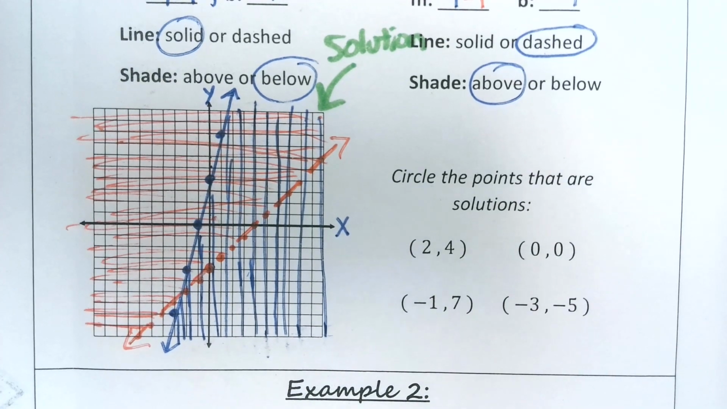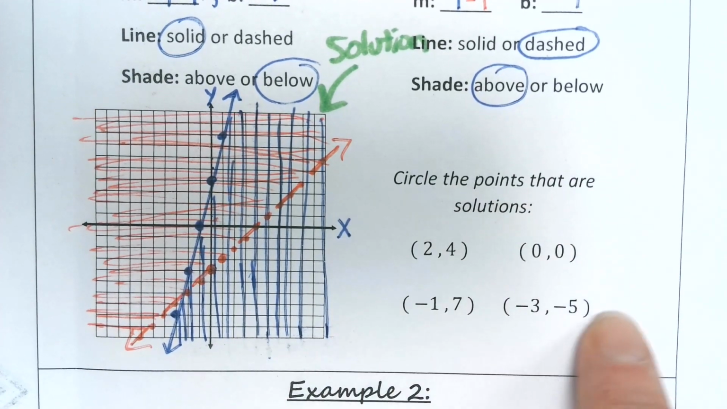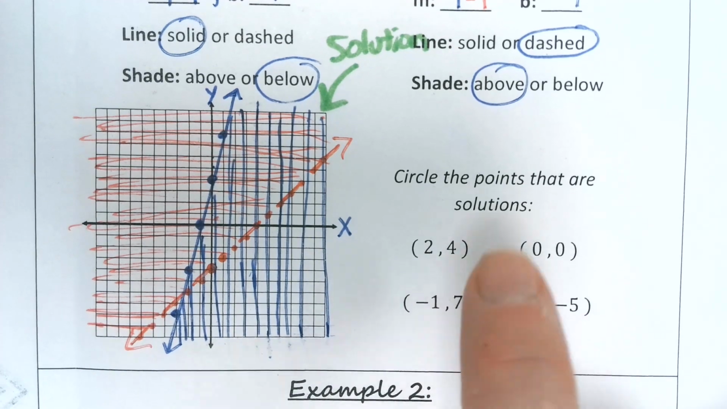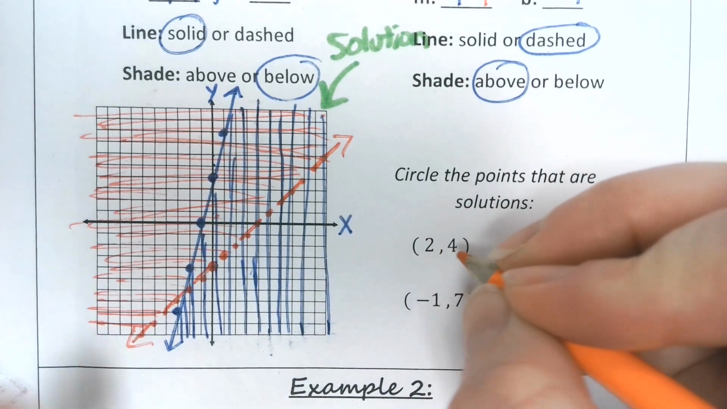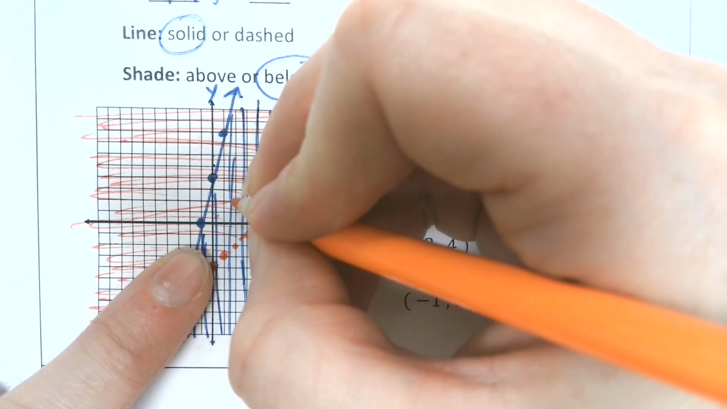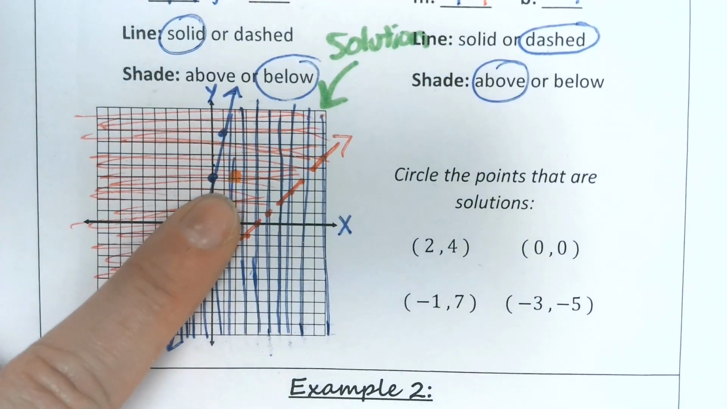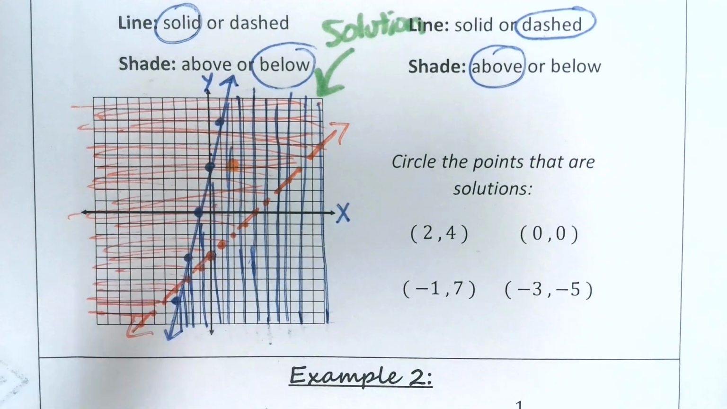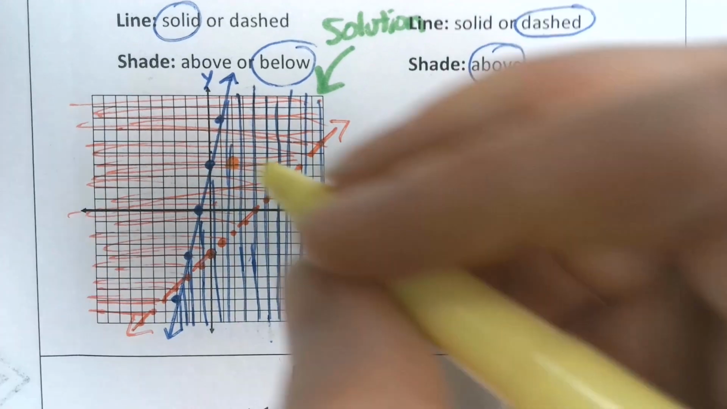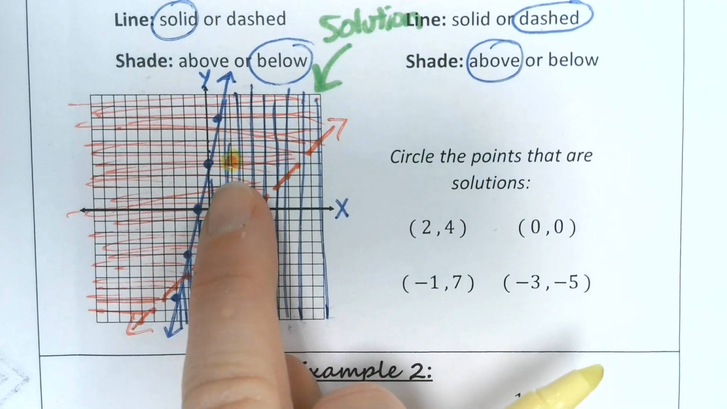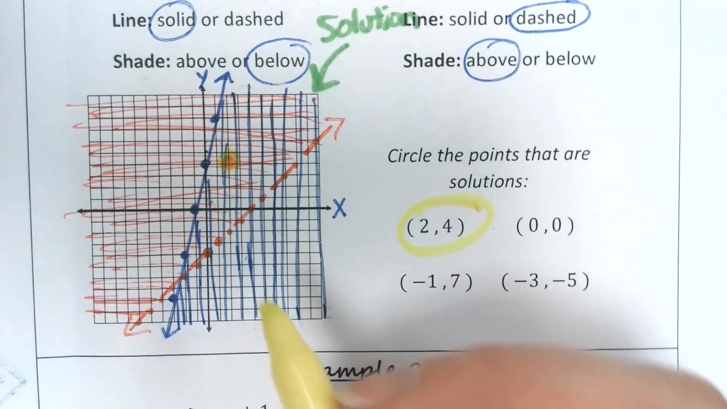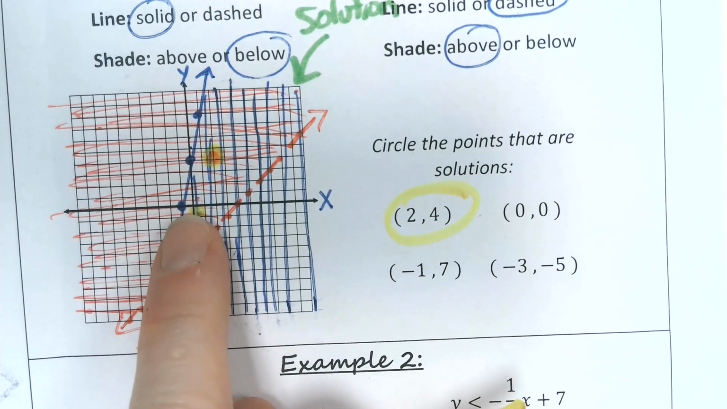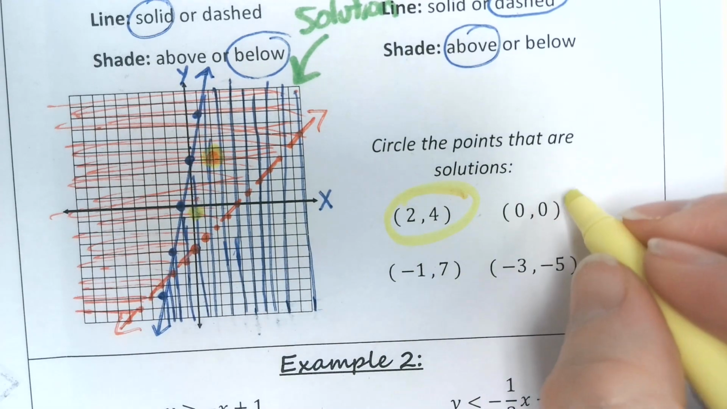Do y'all remember these points from last week? We're looking to see if any of these points are part of the solution, which means it's in the double shaded. So let's go to 2, 4. It's kind of hard to see, huh? 2, 4 is right there. That is part of the solution. Zero, 0. That's part of the solution.